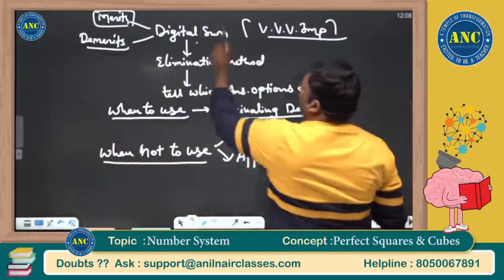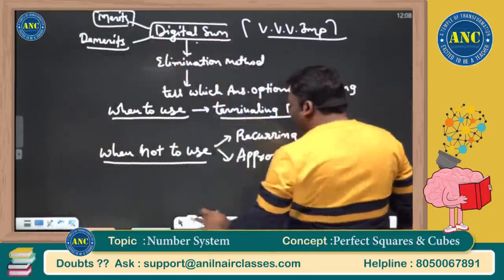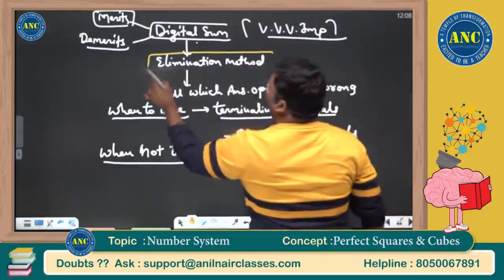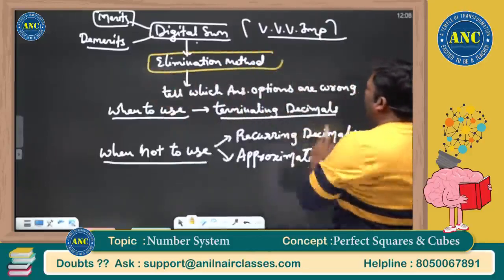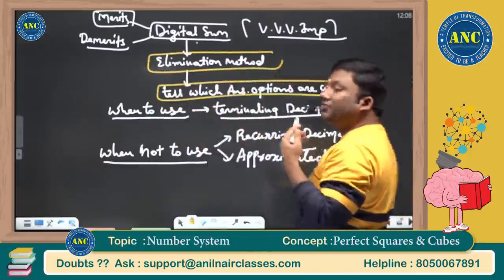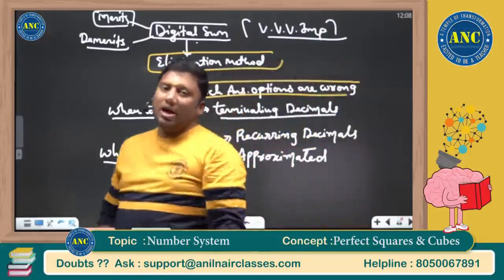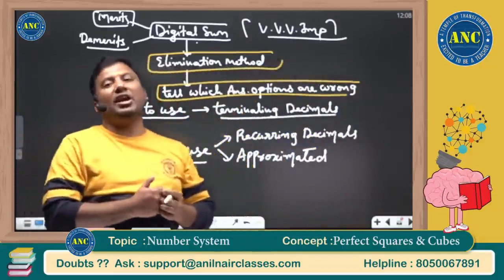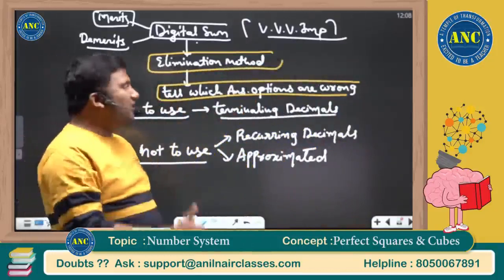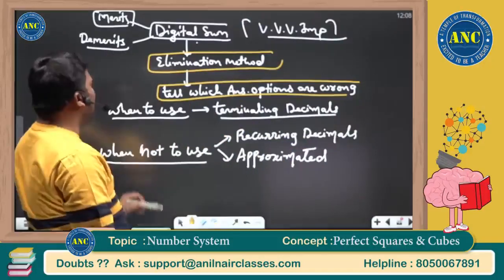Digital sum is an elimination method. It will only help if there are answer options. It will only tell you which answer options are wrong. By any chance, if three are wrong, the fourth will be the answer. If there is none of these, or if there are two options with the same digital sum, you will be stuck with this method.